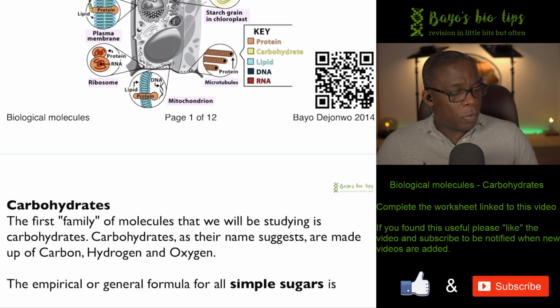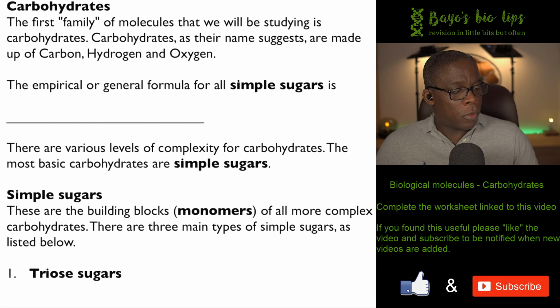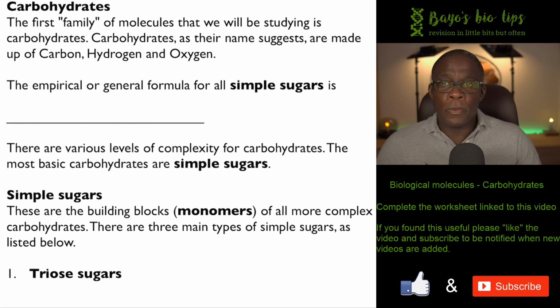So now we're going on to page 2, and we're going to go on to the main bit of this lesson, which is on carbohydrates. So carbohydrates will be the first group of biological molecules we're going to be focusing on. As their name suggests, they're made up of carbon, hydrogen, and oxygen.